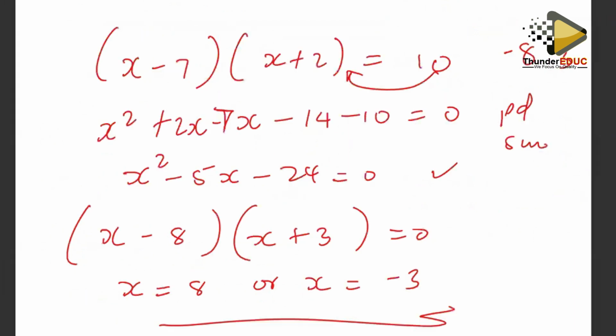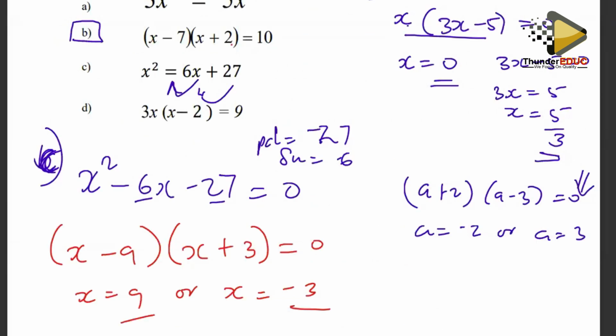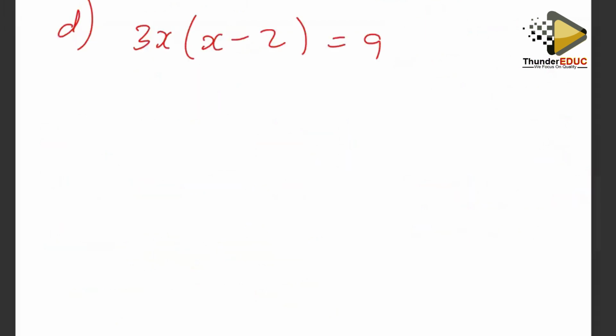Lastly, 3x, x minus 2 is equal to 9. Is it 9 or 7? It's a 9. So still, we cannot use dot product straight away. We need to open up the brackets. So that's going to be 3x squared minus 6x. Let me move the 9 as well. So minus 9 is a 0.